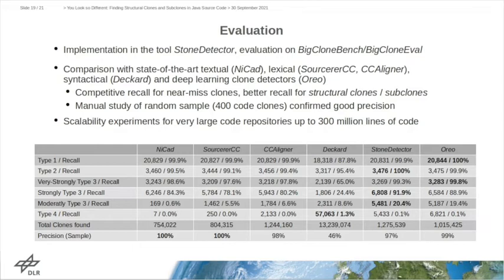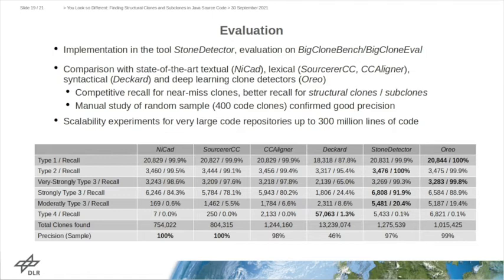In order to evaluate our method and its implementation in the tool Stone Detector, we have conducted several experiments on the bclone benchmark. Using the benchmark allows us to assess the recall of code clone detection tools, that is, how many of the known code clones a tool is able to find. For a comprehensive comparison of Stone Detector with the state-of-the-art, we have included 6 other clone detectors in the evaluation.